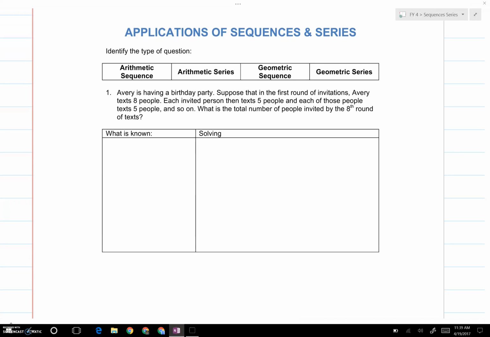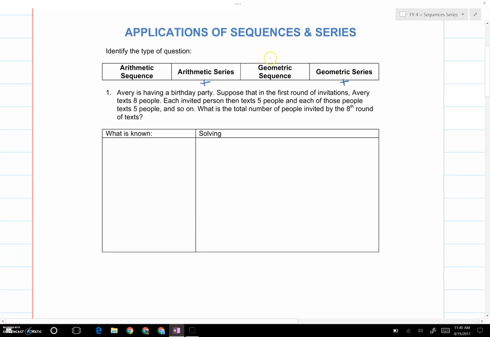We have now reached the point that seemingly every student dreads: word problems. You've been doing them in the homework, so they shouldn't really be that difficult. The key to the question is deciding whether it's an arithmetic sequence, which is what we did first, a geometric sequence, or a series. So remember, a series means I added up all the terms.